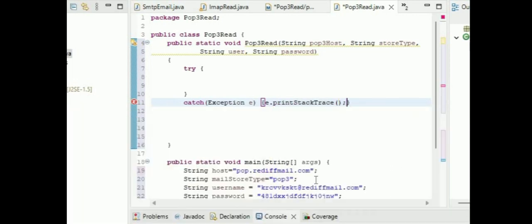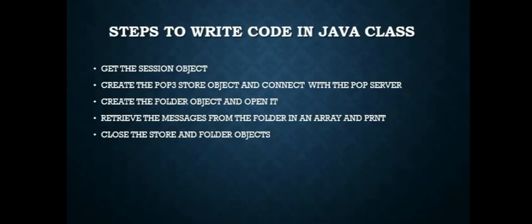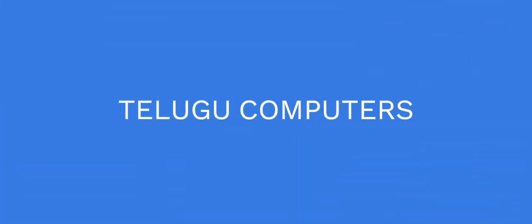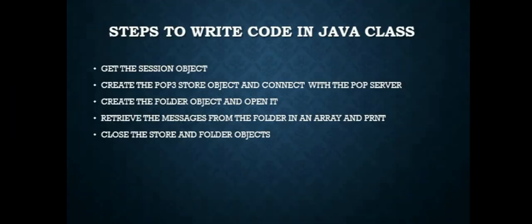So I am not implementing any more things in the catch block, and if you want to implement some more things, you can implement. Okay, and instead of the function, I have to implement these 5 steps. First of all, the session object, then POP3 store, then folder object, then retrieving the messages, and closing the store. So these 5 steps I have to implement inside of the function.